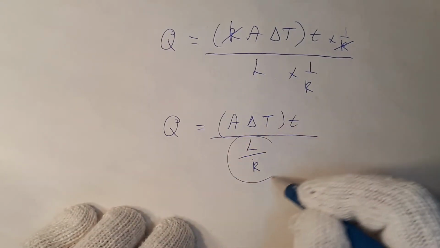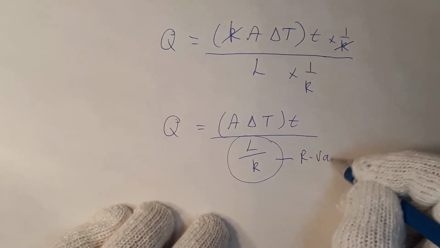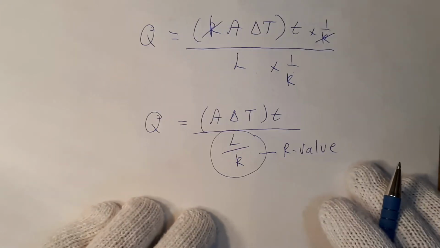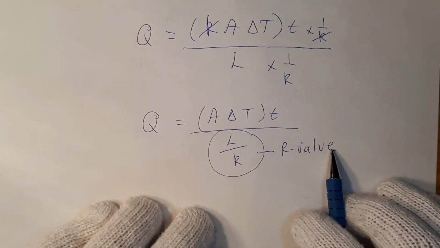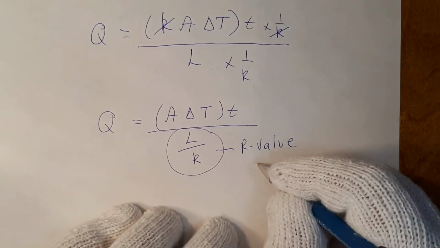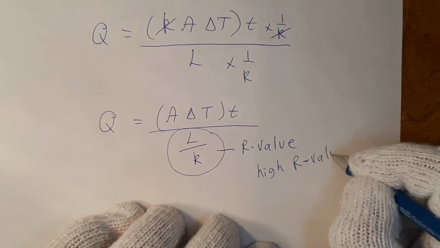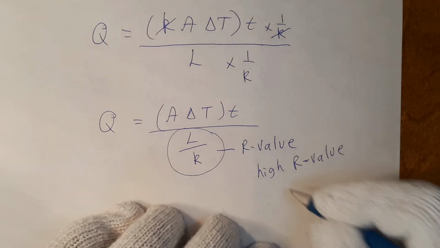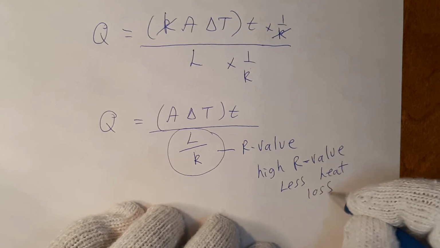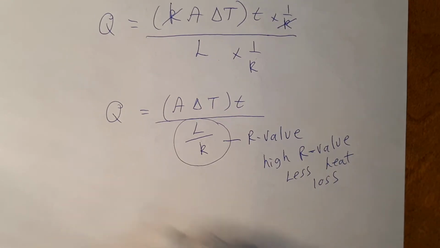This term right here, L divided by k, has a special name. This is the R value of specific materials. Different materials will have different R values. R value represents how much heat is lost through that material. A high R value means less heat loss. And a low R value means more heat will travel through that material.